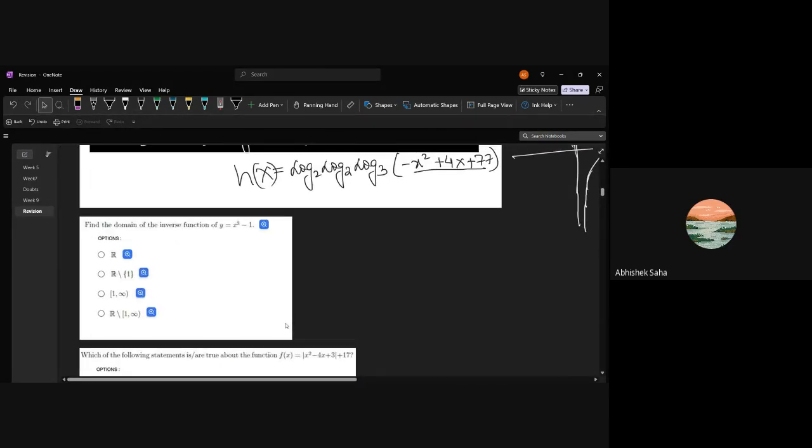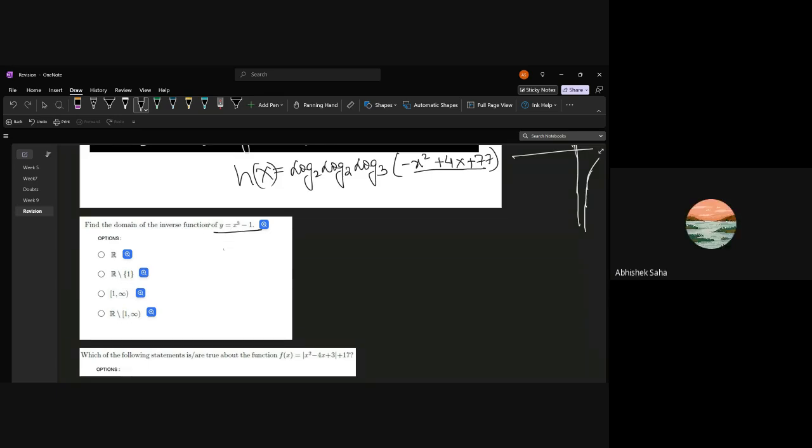Okay. So see this problem. Find the domain of the inverse function. What will be the domain of this inverse function? So first of all, we have to find the inverse. So what is the inverse of that function? How to find the inverse? You have to write this function, solve for x, and here in this function just change the variable, then next.